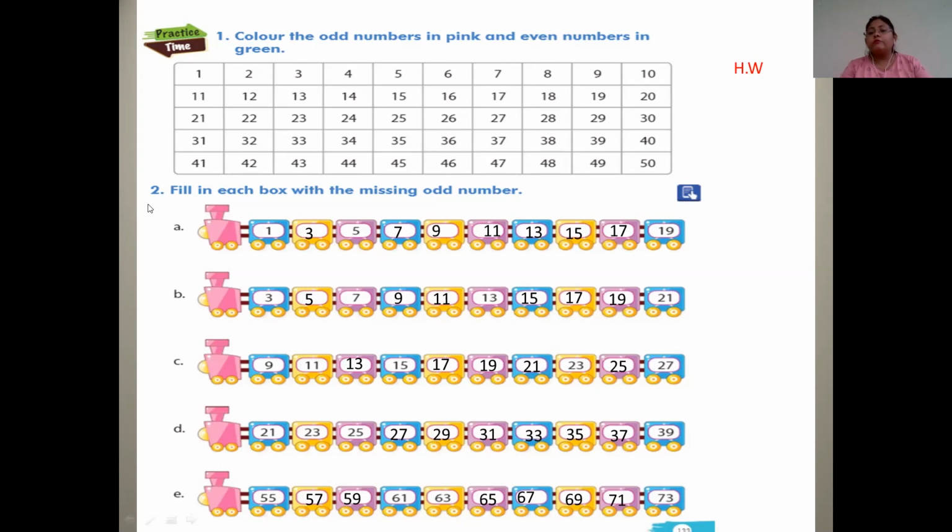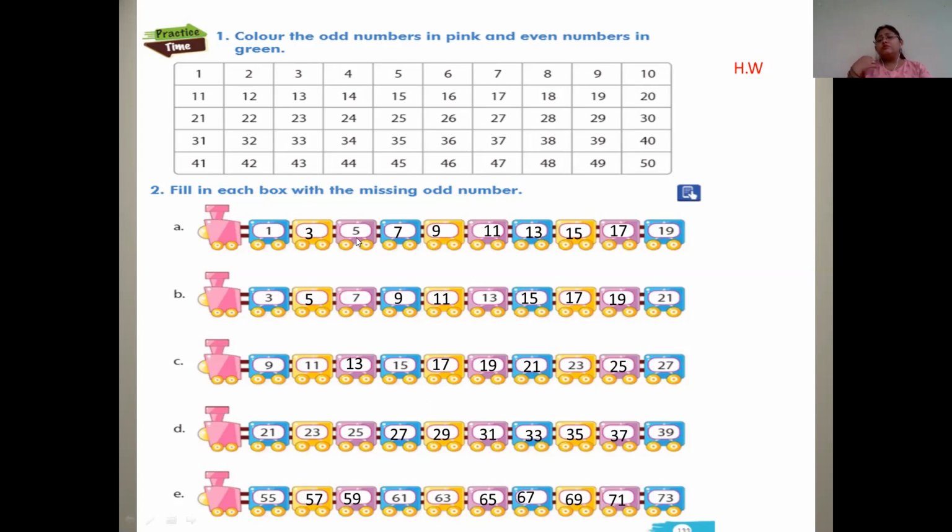So students, we have to fill the box with the missing odd number. You can take the help of the given chart, no issues. So here the first number is 1. So 1 is the odd number. What will be the next odd number? It will be 3. After that 5. After 5, what will be the odd number?